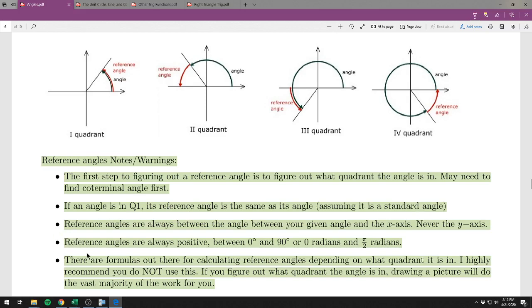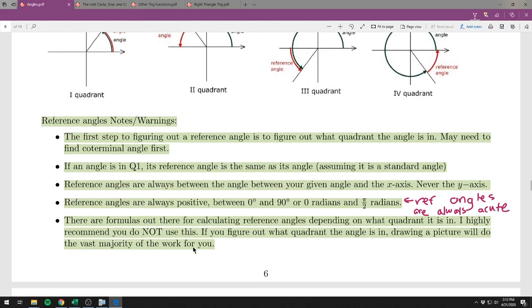Reference angles are acute angles, meaning they are always positive and between 0 and 90 degrees, or if you're in radians, 0 and pi over 2. Reference angles are always acute angles, which is very helpful to know because you probably are familiar with the idea of acute angles a little bit. So they're always between 0 and 90 degrees.